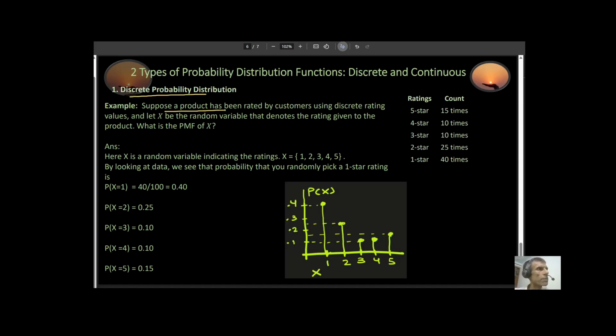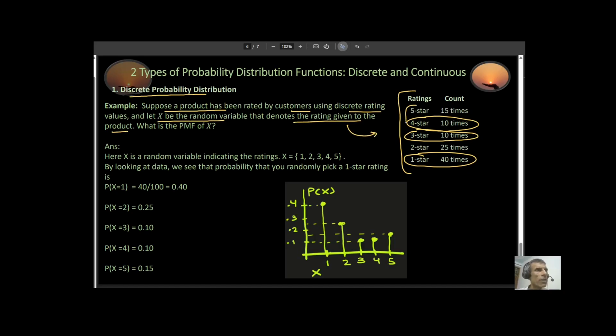Okay, now let's take a look at one last discrete probability distribution example. Suppose a product has been rated by customers using discrete ratings. These are my discrete ratings right here. This one says that 10 people gave 4 star. This one says 10 people again gave 4 star, and 40 people gave 1 star. Let x be my random variable that denotes the rating given to a product. So my x in this case could be any one of these values: 5 star, 4 star, 3 star, 2 star, 1 star.